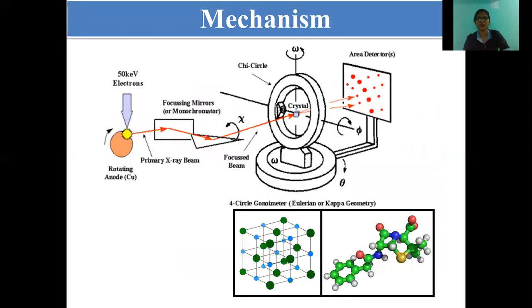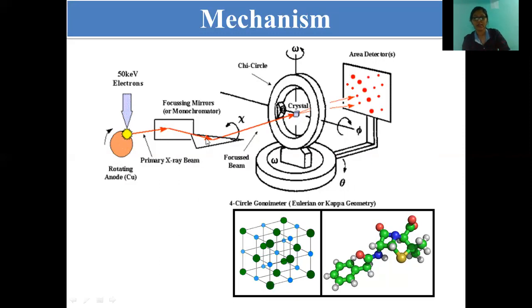Next, we'll see the mechanism of X-ray crystallography. The X-ray crystallograph is an instrument which is used to predict the 3D structure of protein. It contains the source of X-ray. Next to the source of X-ray, it contains some filters, so that the rays coming from the X-ray source get filtered, and only the X-rays pass towards this crystal, which is placed on the goniometer as a supporting source.